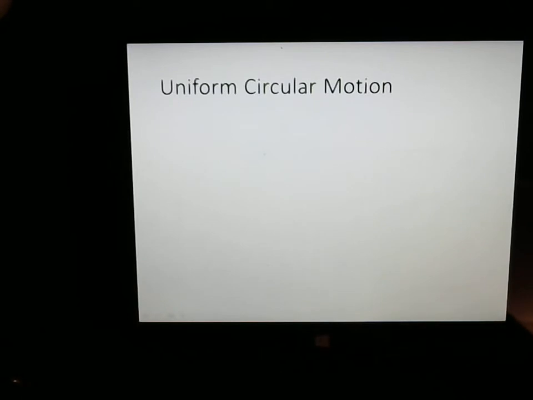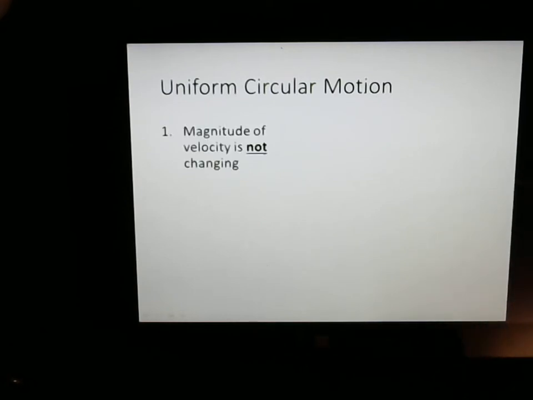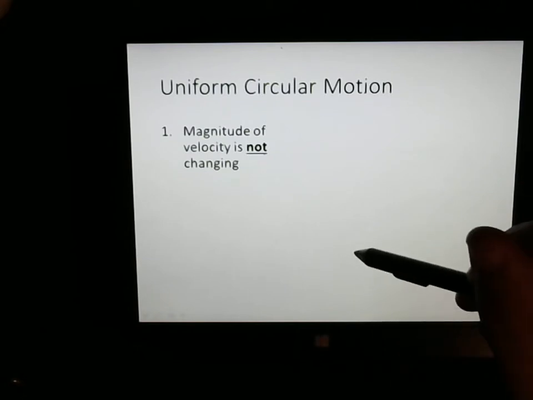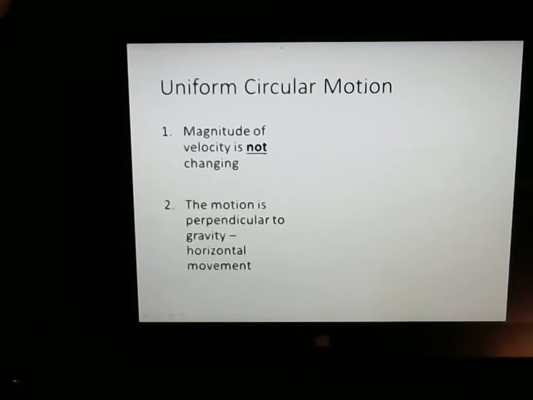So when we talk about uniform circular motion, we need the following two principles. One, the magnitude of the velocity is not changing. The direction will change because it's going around a circle, but the magnitude will not change. Secondly, we need to consider that the motion is perpendicular to gravity. So this means horizontal movement only.